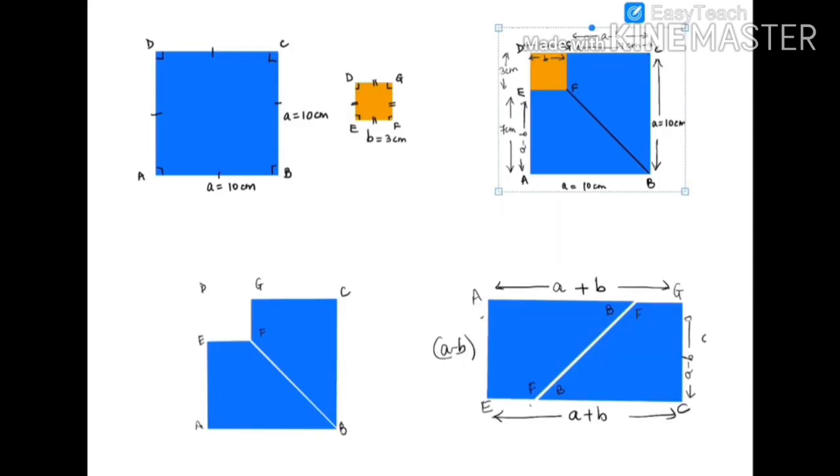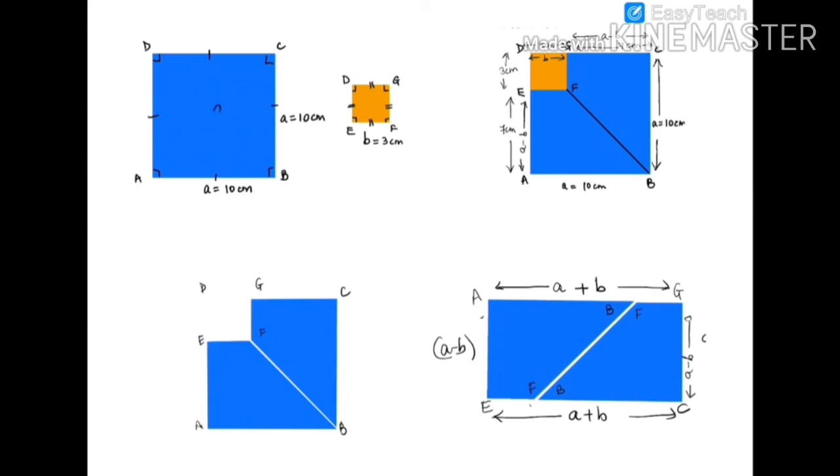So let's quickly summarize the steps that we have followed to perform this activity. We cut a big square of side A. So its area is going to be A square. Then we cut a small square of side B. So its area is B square. Then by placing the small square onto the big square at one corner, we get this figure, and we join the vertices F to B to get two trapeziums.